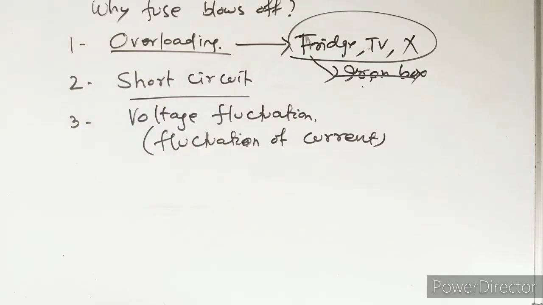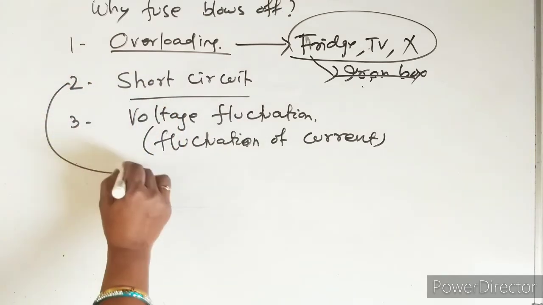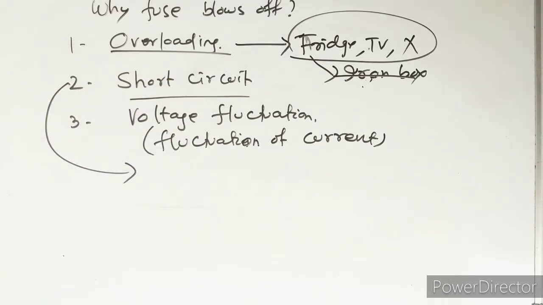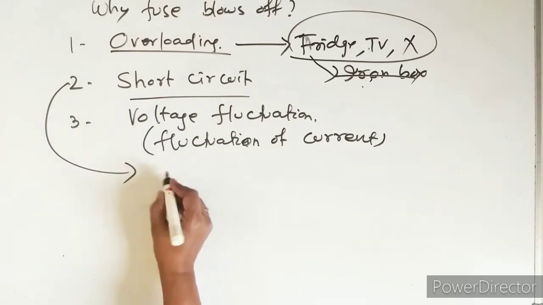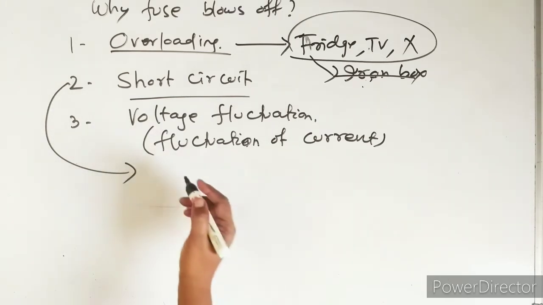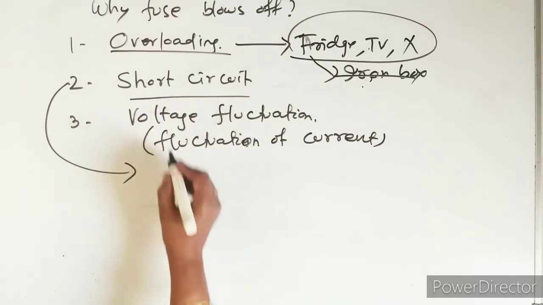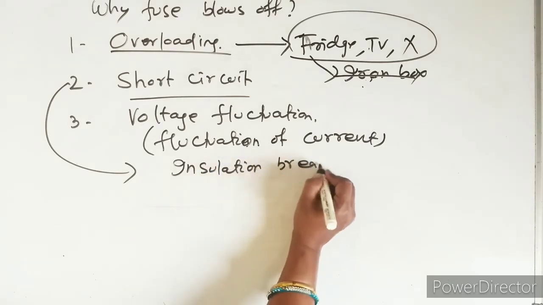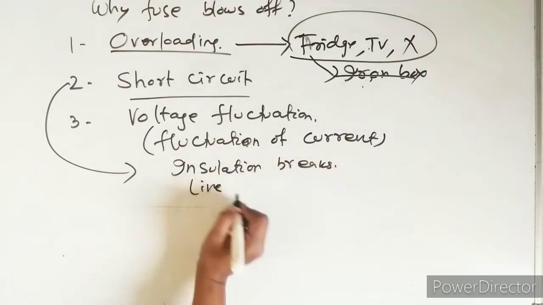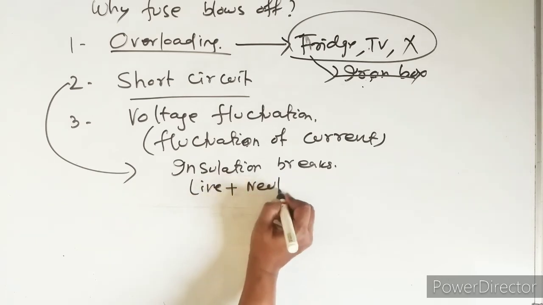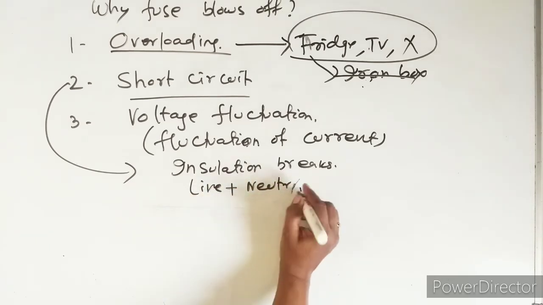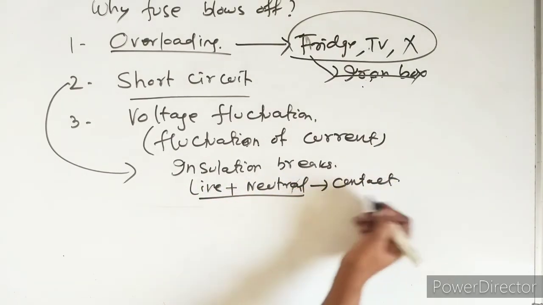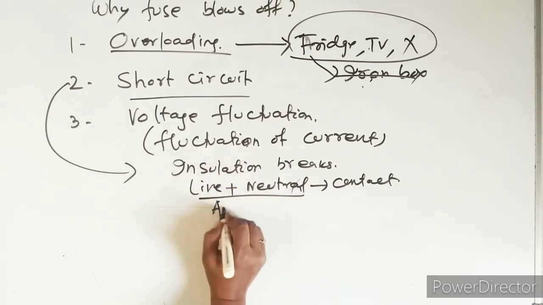Then let us go for short circuit. So in case of short circuit, what happens? When more current passes through this wire, the conducting wires are copper wires, so the insulation of this copper wire breaks. When insulation breaks, the live wire and neutral wire come close to each other, they come in contact with each other. So when they come in contact, the area increases.